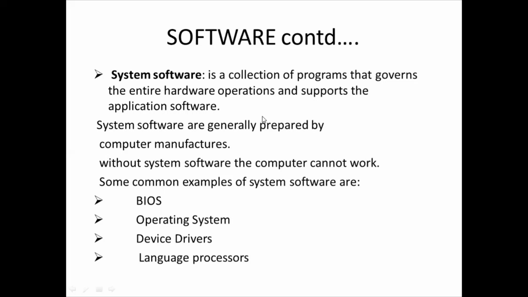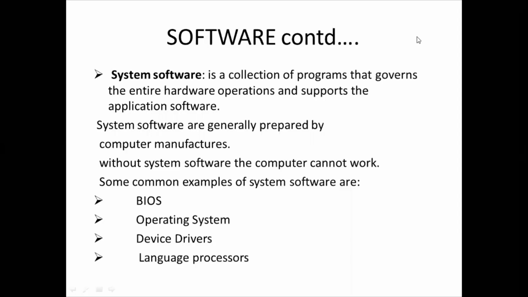If that particular page is not loaded, then you cannot go ahead and open any of the application software. Like if you want to work with Microsoft Word, you cannot open it until and unless the operating system is loaded in the computer. That is the system software. So some common examples of system software are BIOS, operating system, device drivers, and language processor. Now let us discuss one by one.